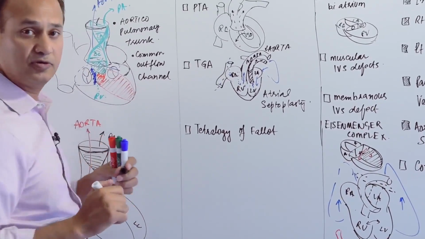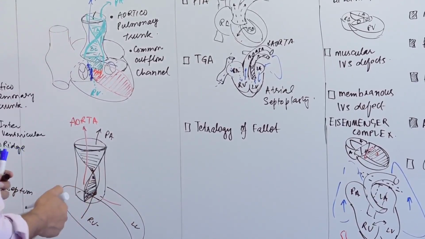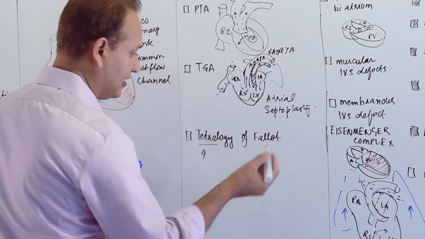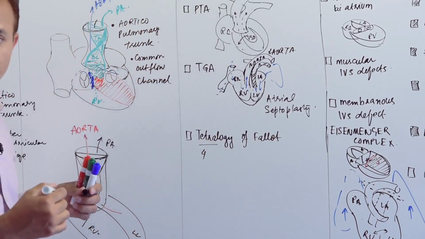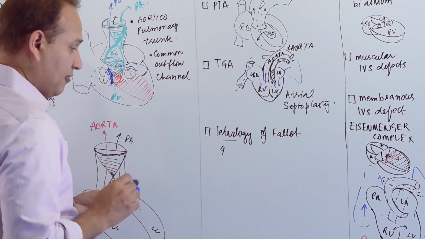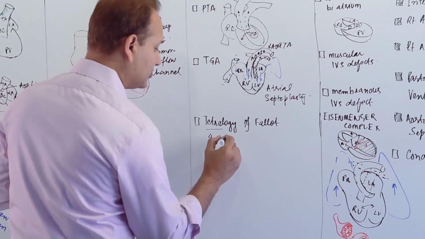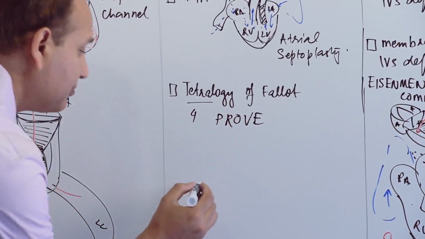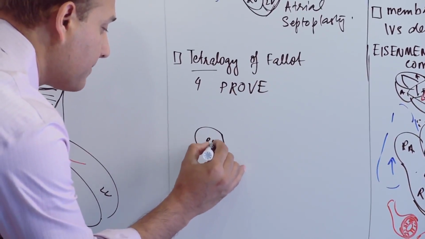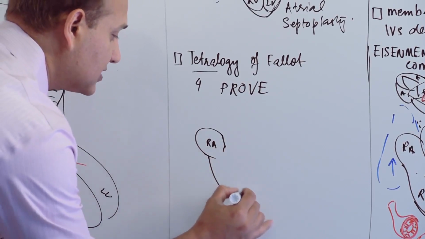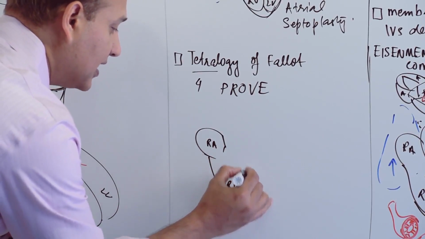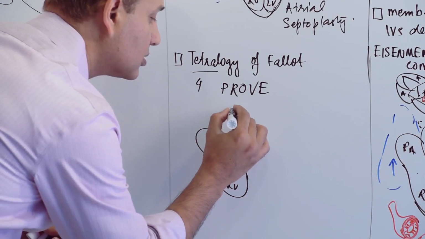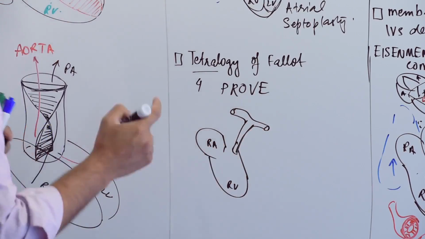Alright, then Tetralogy of Fallot, a very common one, very commonly asked in the USMLE as well. It is simple. Tetralogy means there are 4 things, and Fallot was the doctor who found it and created the problem for us. So let's see. The 4 things are here, and you can remember that with the mnemonic PROVE. So it's very simple. What happens is, this is the right atrium. The right atrium opens up into the right ventricle. The right ventricle opens into a very narrow pulmonary trunk.